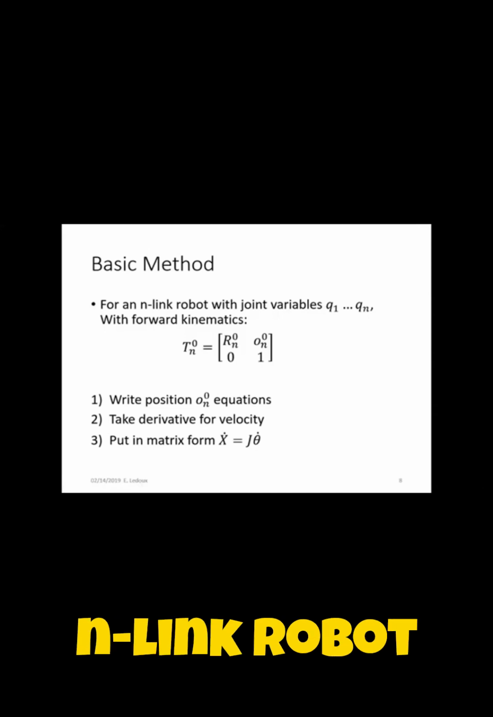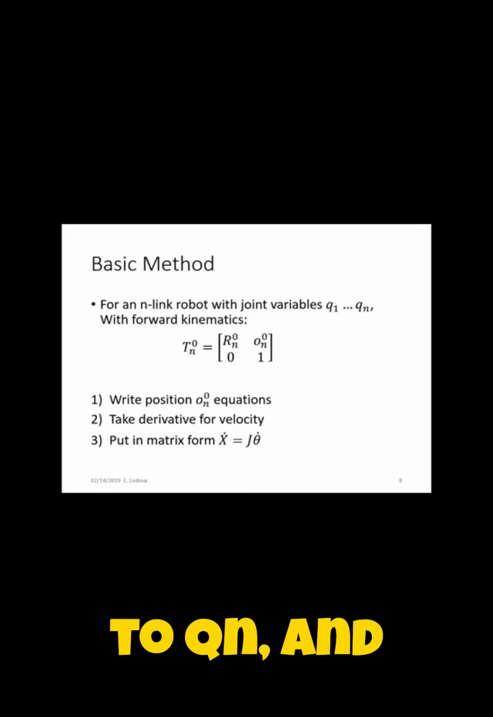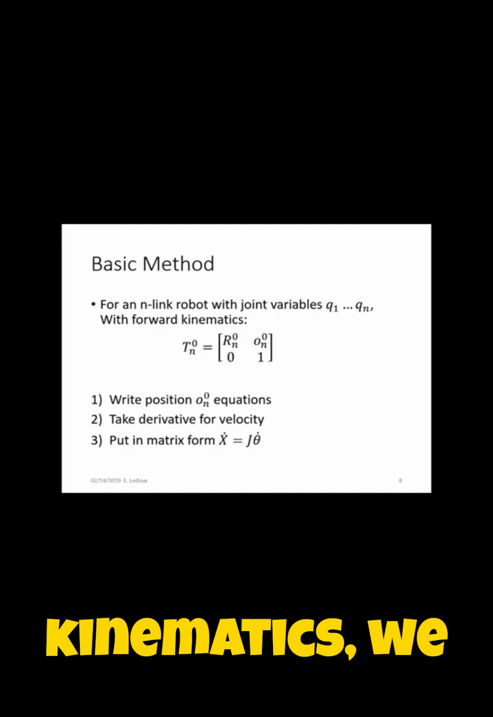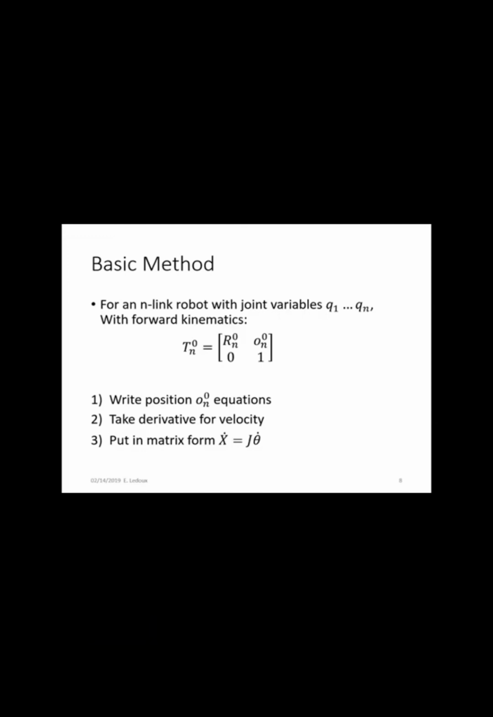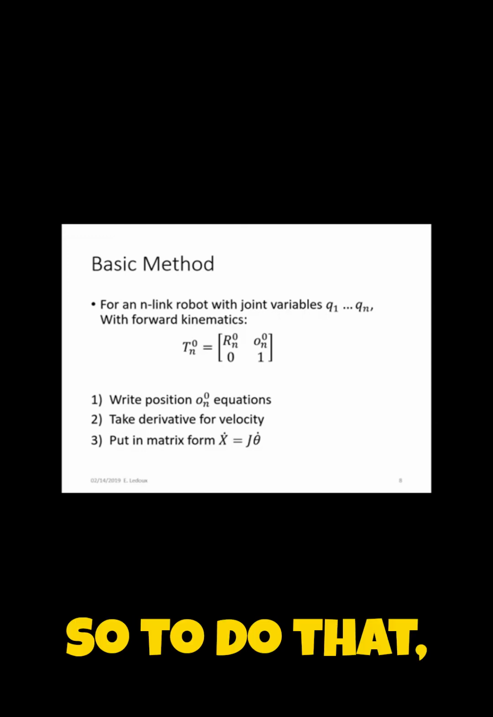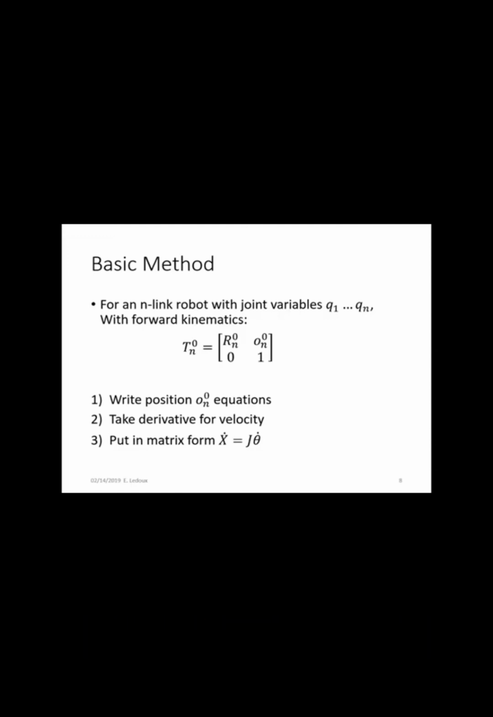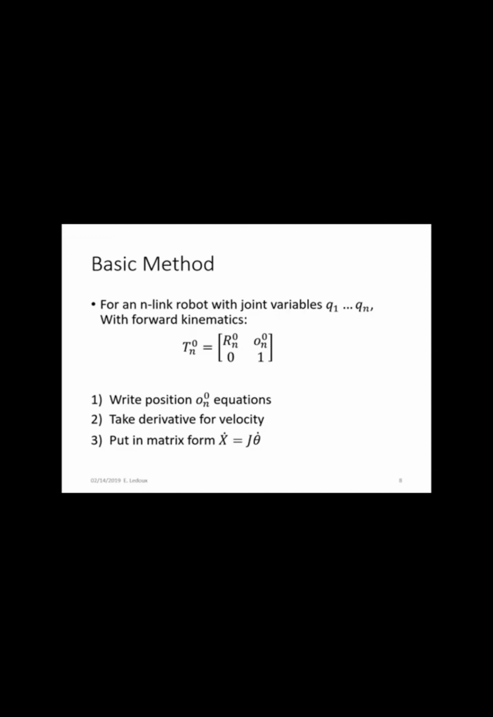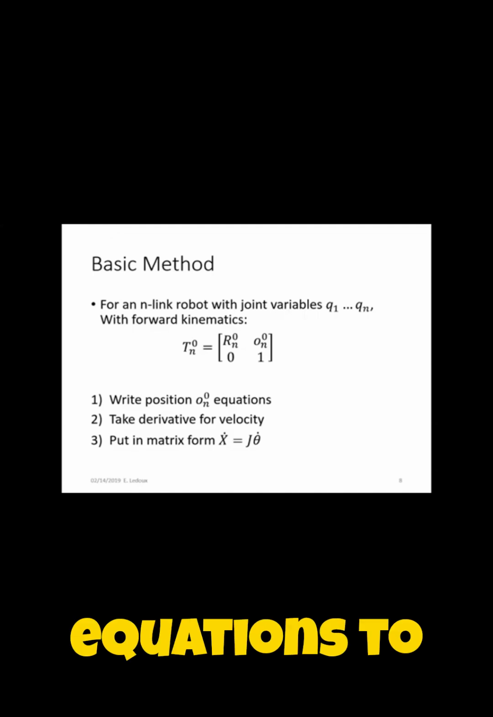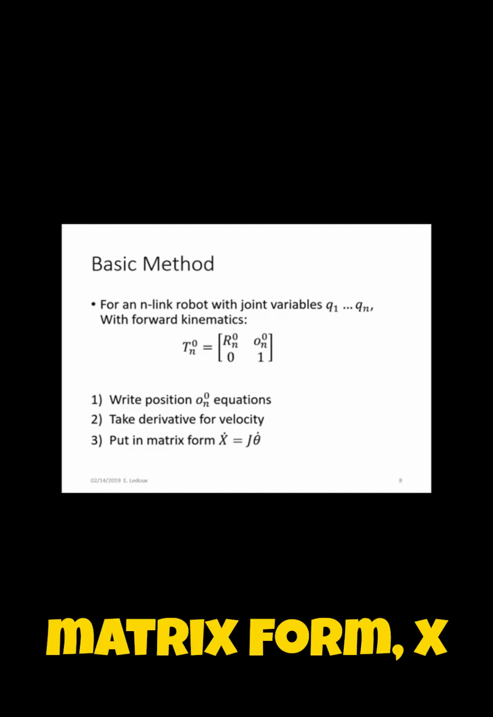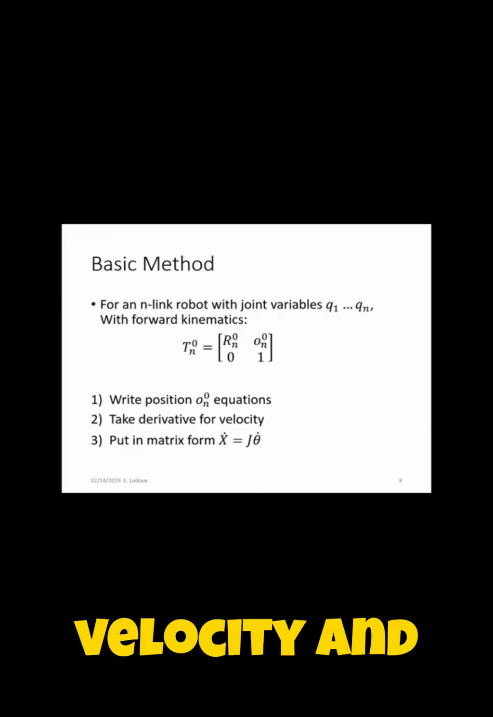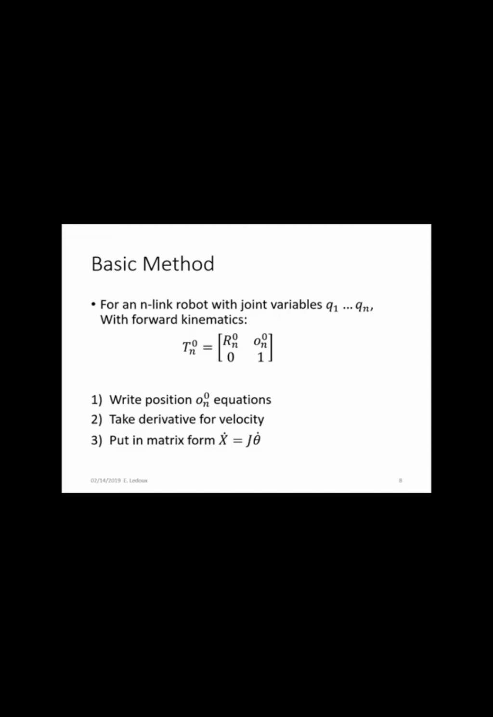For an n-link robot with joint variables q1 to qn and following forward kinematics, we need to be able to find the Jacobian. To do that, the first step is to write position equations. These are the equations that get the numbers in the position spot of the homogeneous transformation. Then we take the derivative of those equations to get velocity and put it in matrix form. X dot equals J theta dot, where x dot is end effector velocity and theta dot is joint speeds.